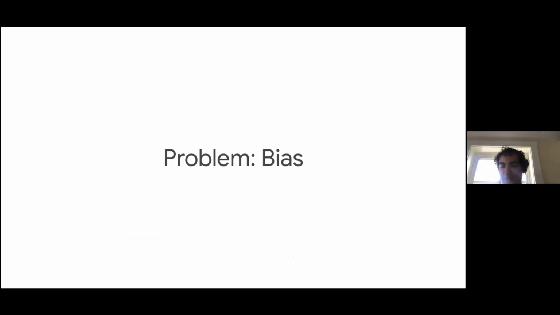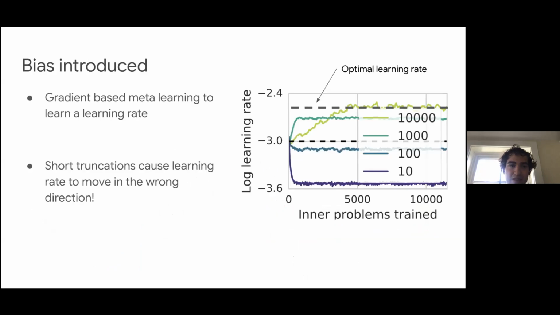The next problem I want to talk about is bias. To get at this, I have another simple setup. Let's use gradient-based meta learning to learn a learning rate. So now I have a single meta parameter, the learning rate, and I'm going to optimize it via gradient descent with truncated backprop. And the results are shown here.